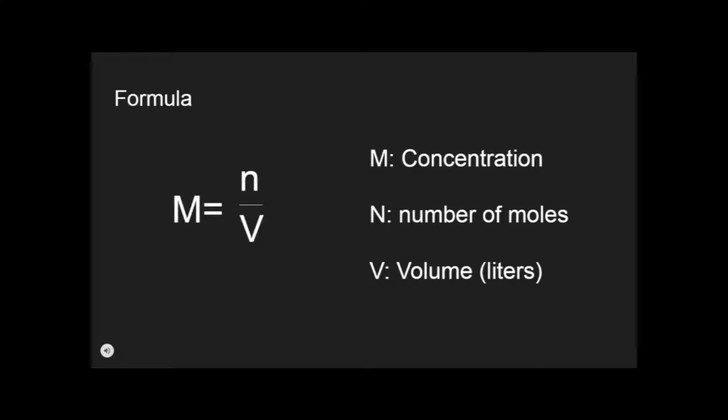The formula for concentration is molarity equals the number of moles divided by volume. M, or molarity, is the unit we use for concentration. It's equivalent to moles times liters to the negative first, hence the moles divided by the volume. Now, it's very important to remember that the volume has to be in liters. If we are given milliliters, we will have to convert it to liters, as we will see in a later problem.